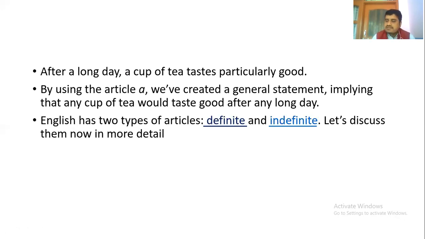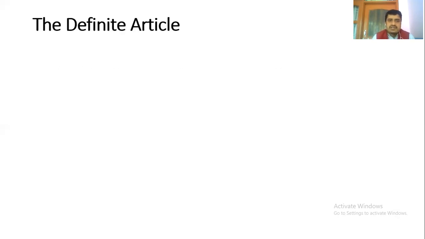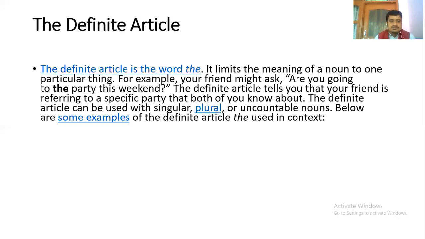English has two types of articles, as we have already mentioned to you: definite and indefinite. Let's discuss them now in more detail. The definite article. What is the definite article? The definite article is the word the. It limits the meaning of a noun to one particular thing.